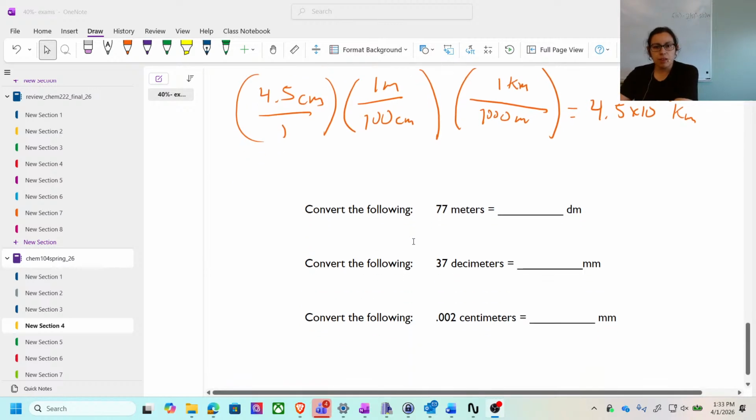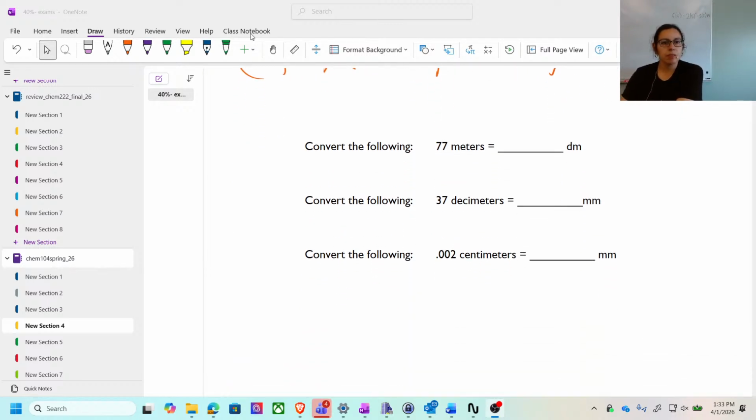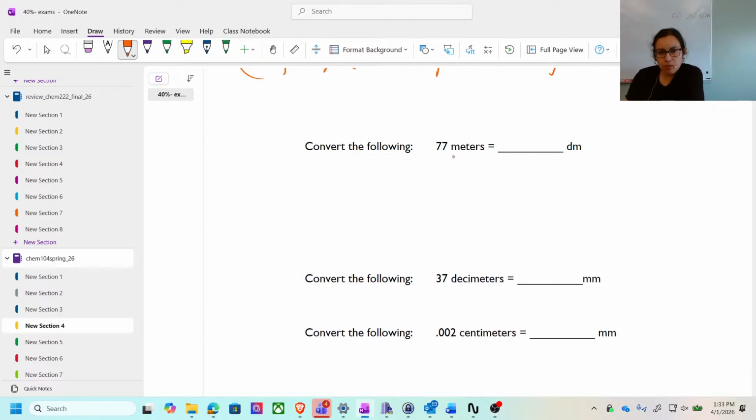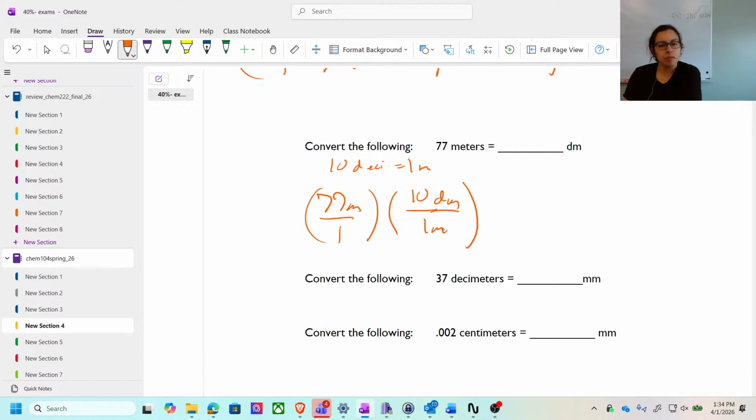All right, let's look at this next one. Now we have 77 meters to decimeters. There's 10 decimeters in 1 meter. So then our conversion factor: there's 10 in 1 meter. Again, units cancel. So what do we get for our answer? 770 decimeters. Excellent. Not too bad.